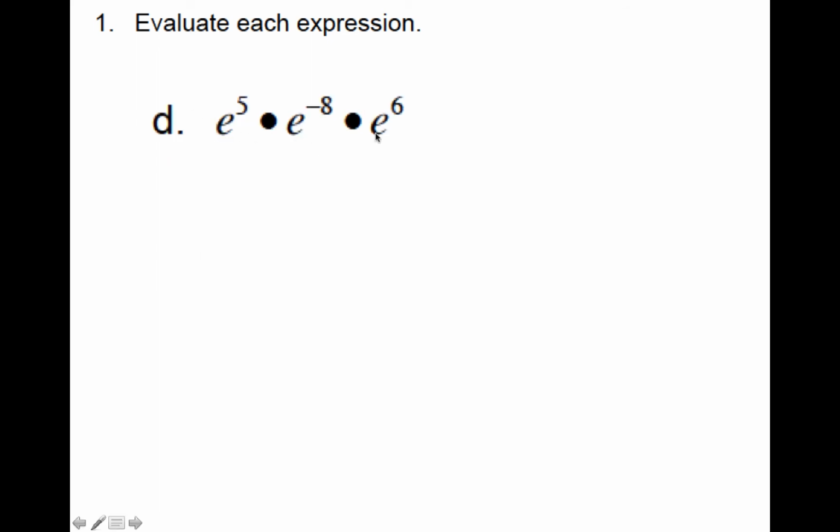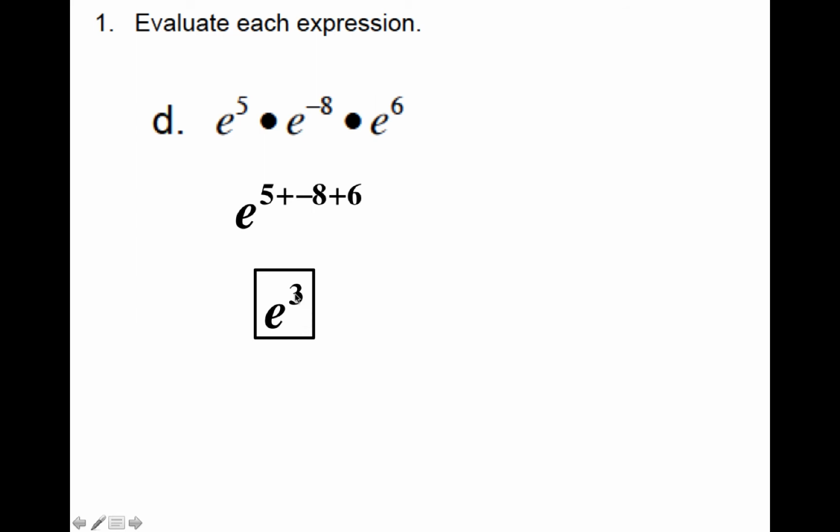For this one, notice they're all base e, so we can add the exponents. So it's 5 plus negative 8 plus 6, which combines to make e to the third power. You may remember that e is a special number like pi. Our calculator will figure out what e to the third power is. E is a naturally occurring number. It occurs in economics and other areas as well.